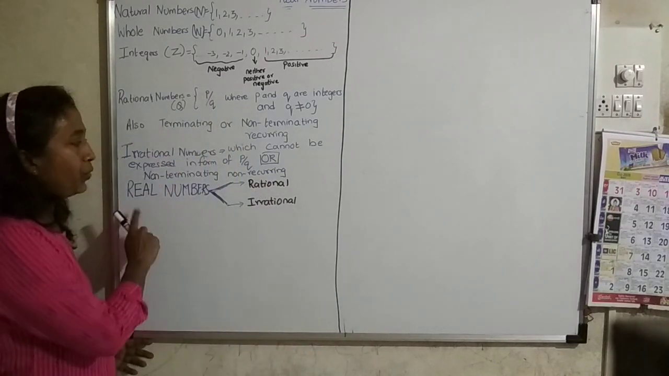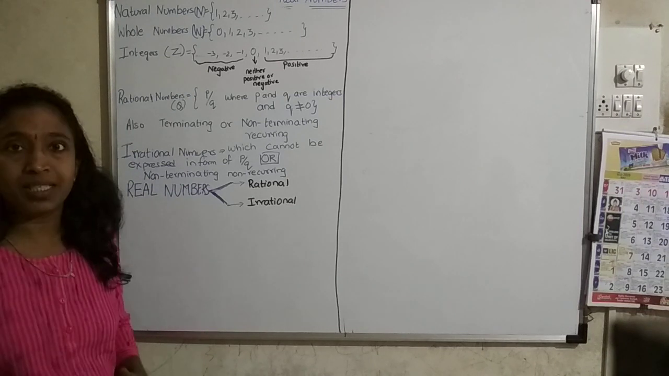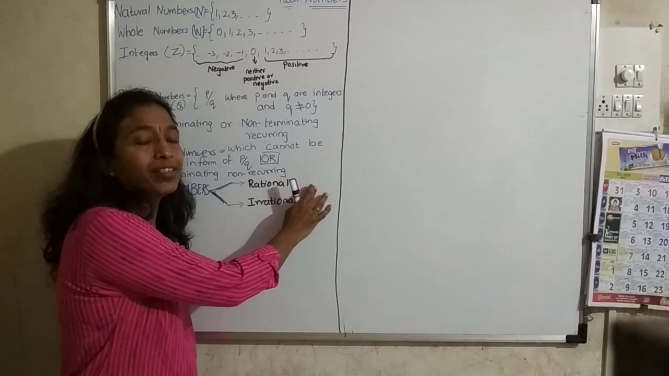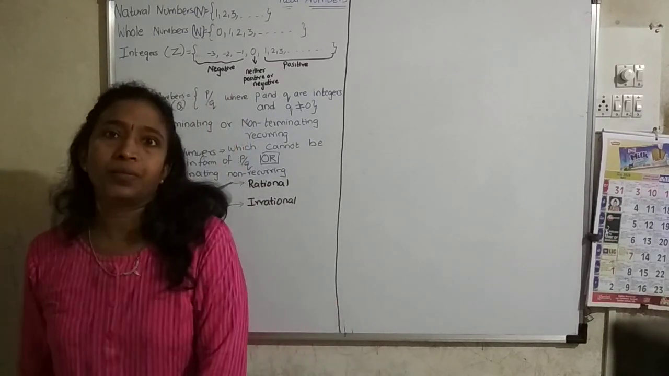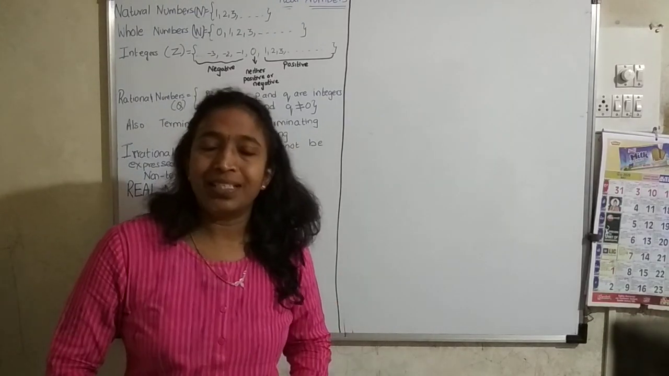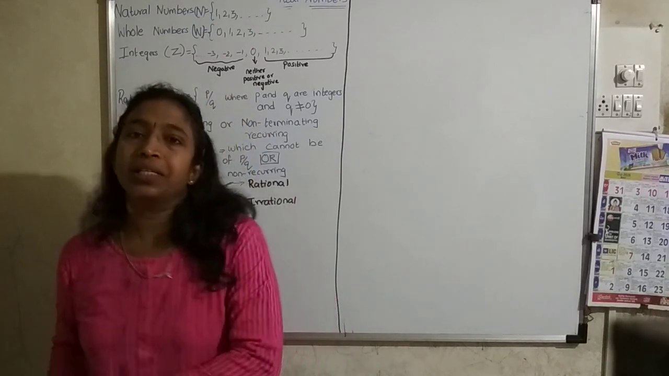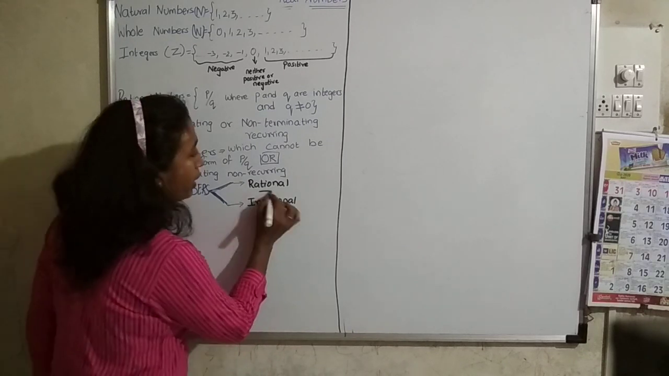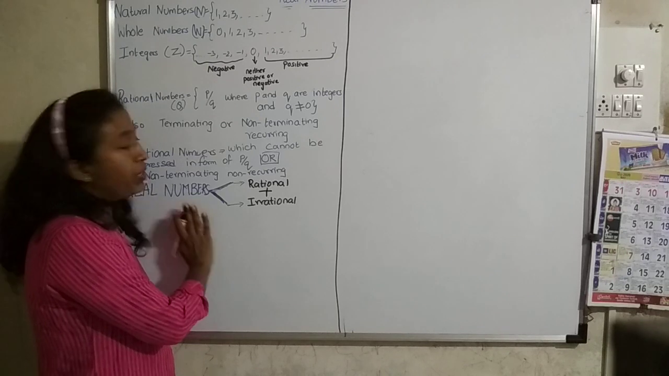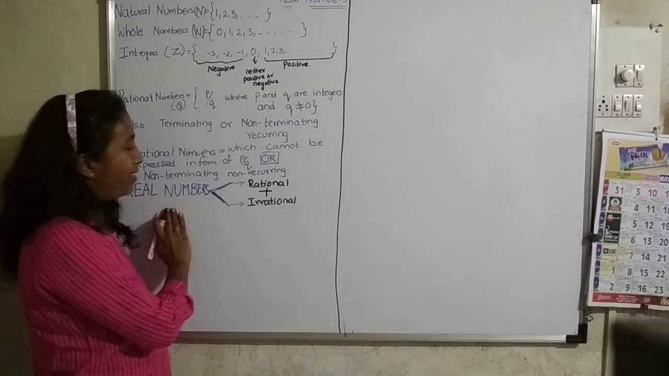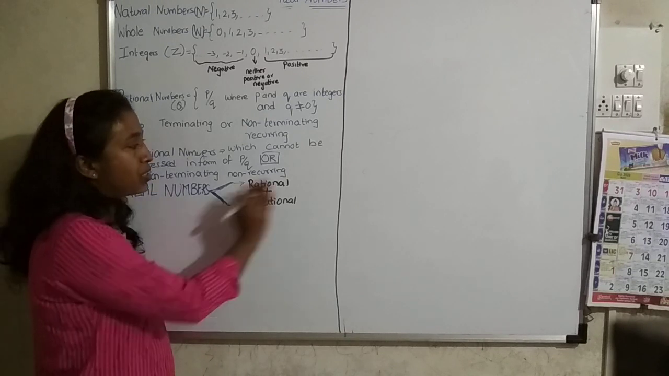Now in the 10th standard you are going to learn real numbers. Real numbers are the biggest set of numbers, which has both rational and irrational numbers. All rational numbers are real numbers, and all irrational numbers are real numbers, but all real numbers are not rational numbers, because real numbers are made up of rational and irrational numbers.